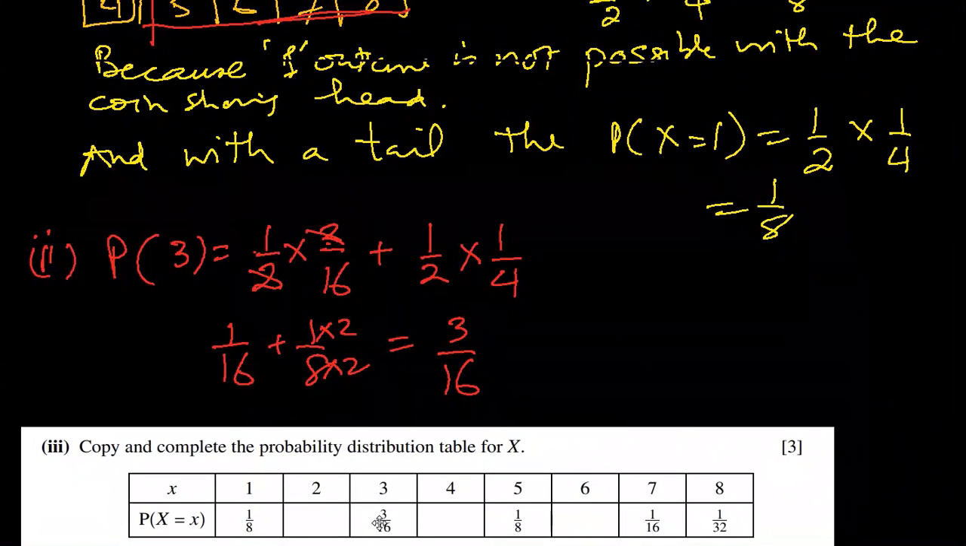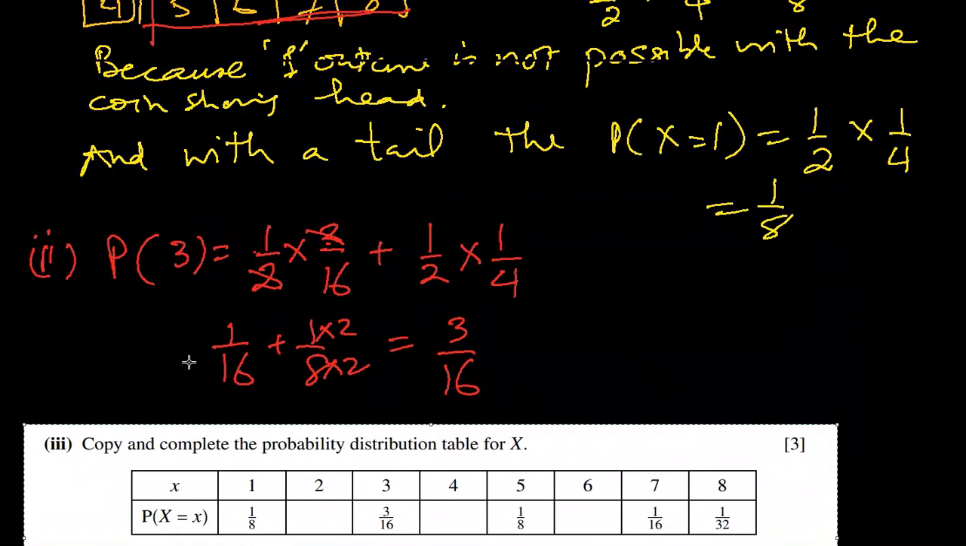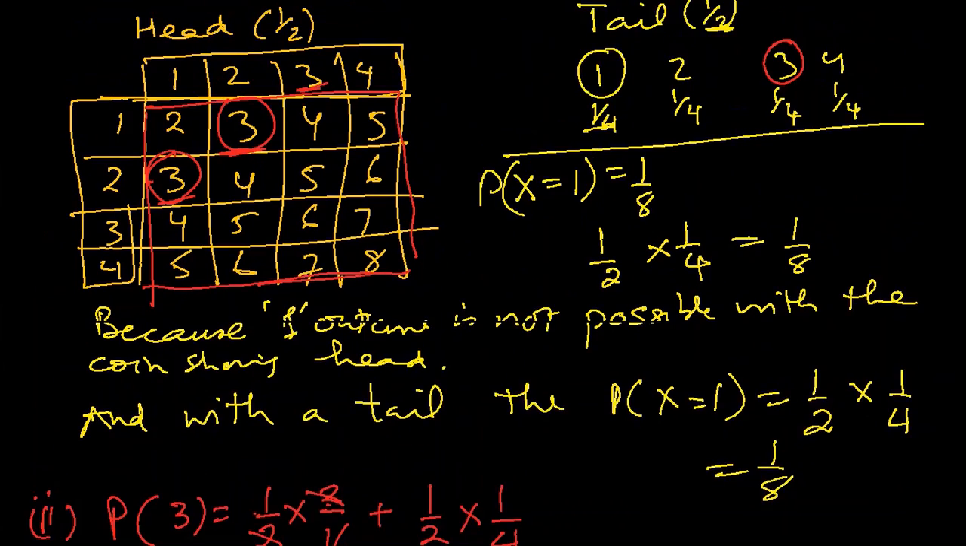Okay, we have one more part of this. Copy and complete the probability distribution table for X. They have already given the values for 1, 3, 5, 7, and 8. We just have to fill in 2, 4, and 6. Let's start with 2 and go back to our table.